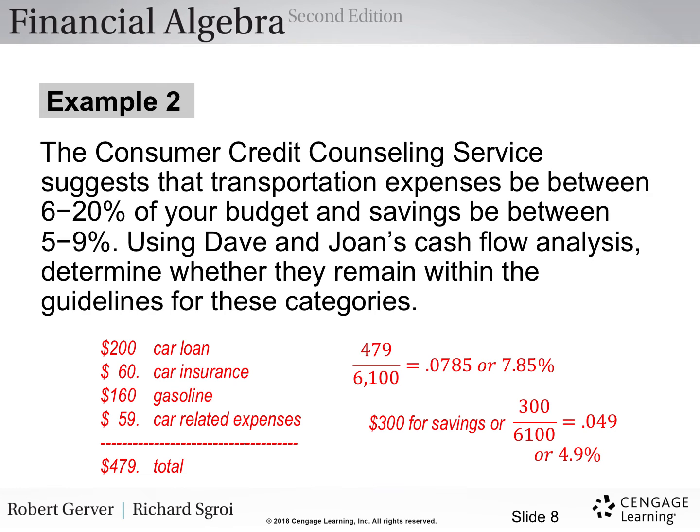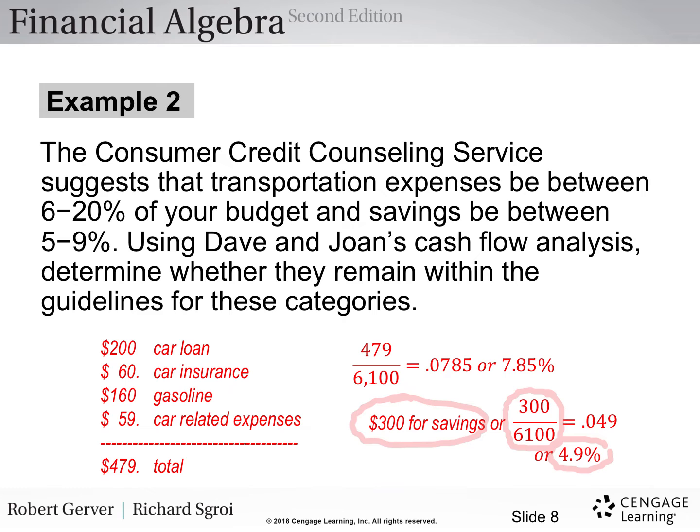Now let's look at savings. They allot $300 per month for savings. Now, if you divide that by the $6,100 income, that comes out to be 4.9%. Well, this is barely up to the recommended 5 to 9% recommended by the Consumer Credit Counseling Service. In fact, it's probably too low, and they should try to save more money.